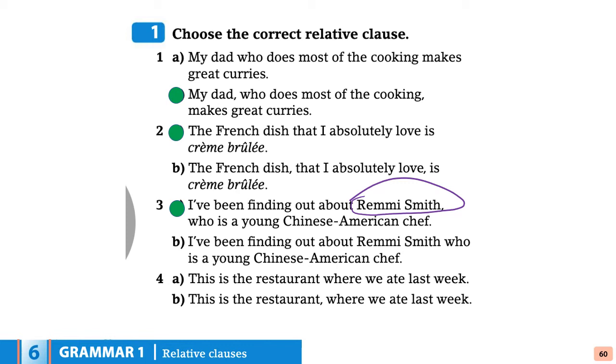Number 4. A: This is the restaurant where we ate last week. B: This is the restaurant, comma, non-defining, where we ate last week. So the correct one is A. Of course, it is a defining clause. Why? Because if I just stop there, this is the restaurant, you don't know what restaurant I'm talking about, so I have to say the relative clause here, right?